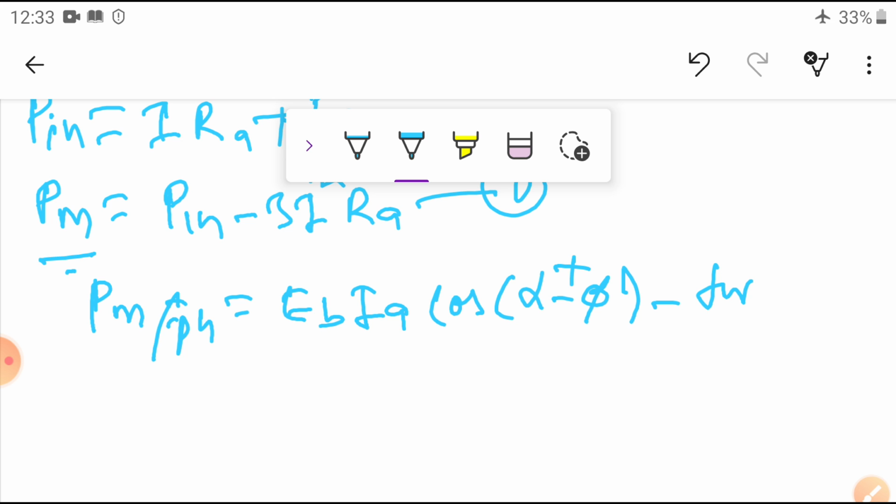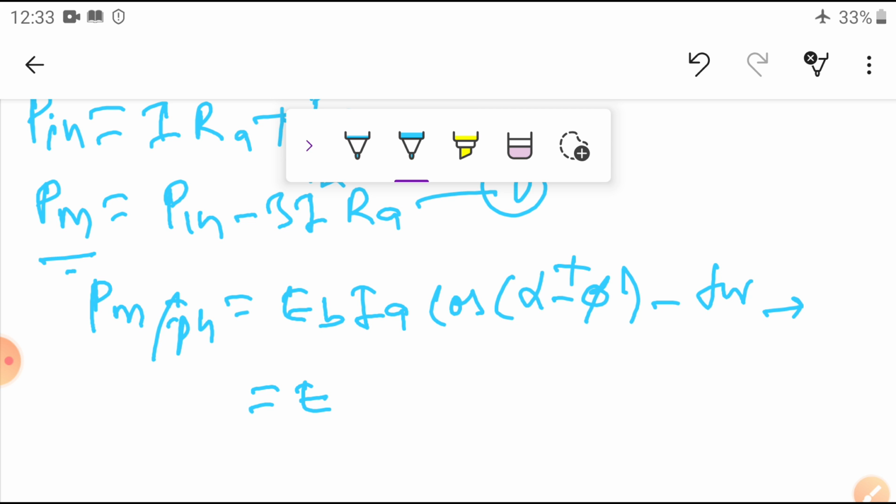The mechanical power developed in the rotor per phase is equal to back EMF times armature current times cos(alpha minus phi) for the lagging power factor, and cos(alpha plus phi) for the leading power factor. This is the simplified form. The original, elaborate form of the power developed per phase we can write as follows.